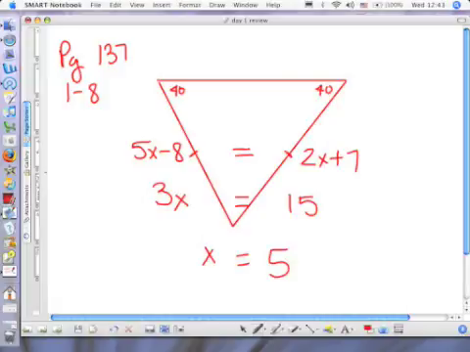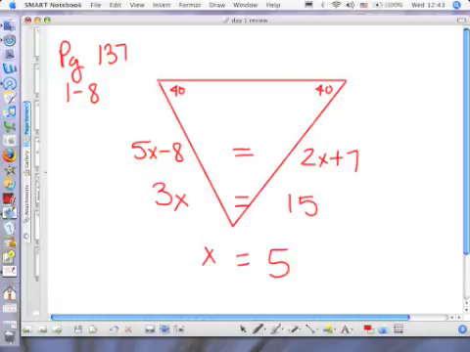Where did the 2 come from? There's like a line in between. That was just a marking to show that those two sides were equal. So if they're equal, I set up the equation and set these two things equal, and then I worked it out.